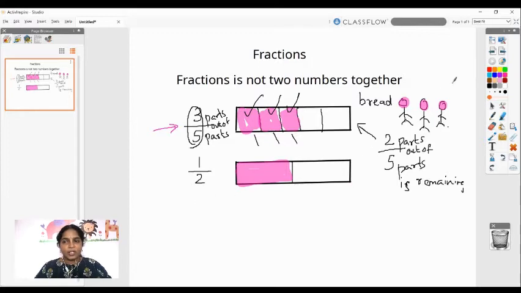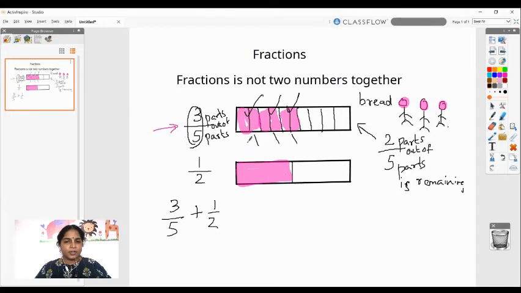That is why fraction addition is totally different. We don't add 3 by 5 plus 1 by 2. That is not equal to 4 by 7. Rather, it is something else. What are we going to do? How are we going to do this? For adding, the part sizes should be the same, right? How can we make the part sizes the same? Now, in these 5 parts, what if in each part I make two parts?